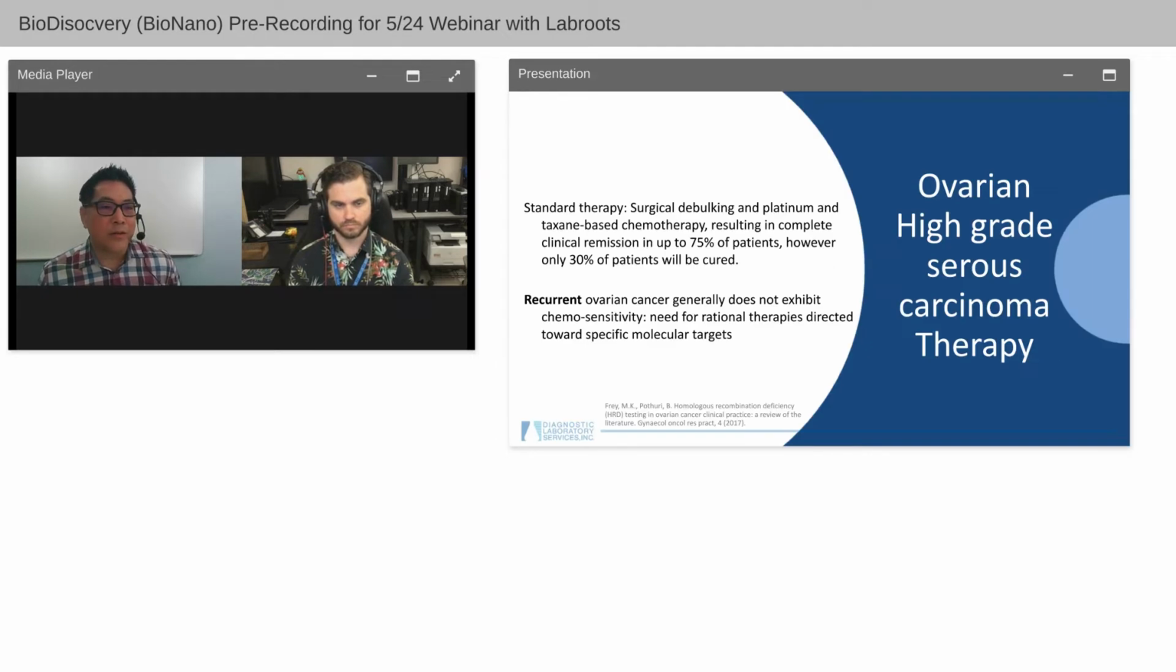And what we're trying to do is enhance standard of care for ovarian cancers. So the standard of therapy for ovarian serous cancers are surgical debulking and followed by platinum and taxane-based chemotherapy. And that puts patients, about 75% of patients, into remission. But about only 30% of them will be cured. And when those other patients, the other 70% that have recurrence, those tend to be chemo-resistant. And so this is a perfect situation to now look for molecularly targeted therapeutics to handle those patients that are not sensitive to standard chemotherapy.